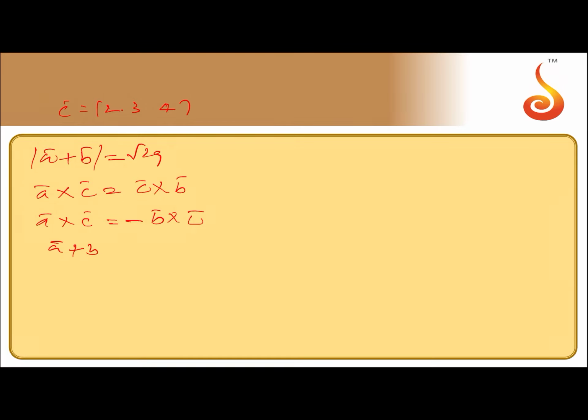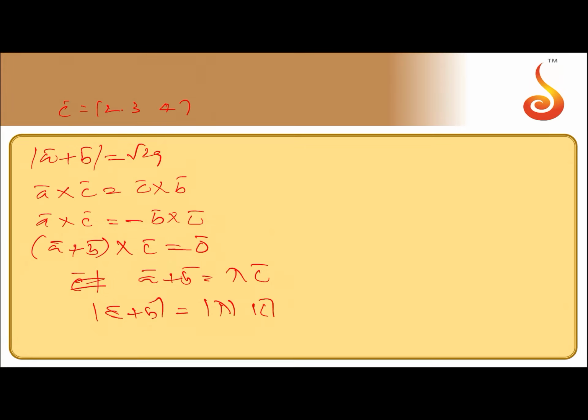And bring it to the left hand side and take A plus B common, so the cross product with C is a null vector. Once it is a null vector, clearly we could see that both of them are parallel, and therefore A plus B is equal to lambda times C. Modulus of A plus B is equal to modulus lambda times modulus of C.